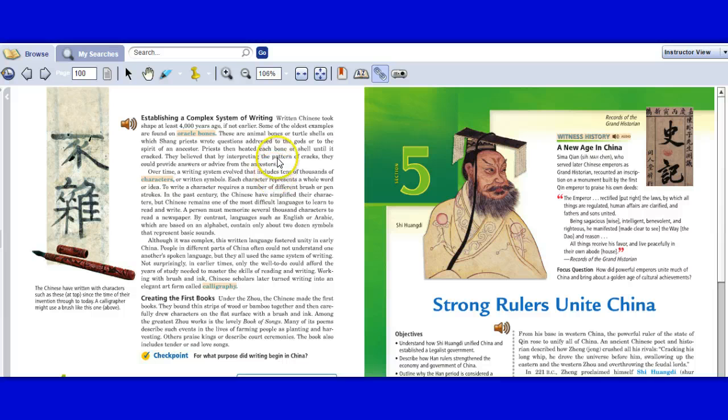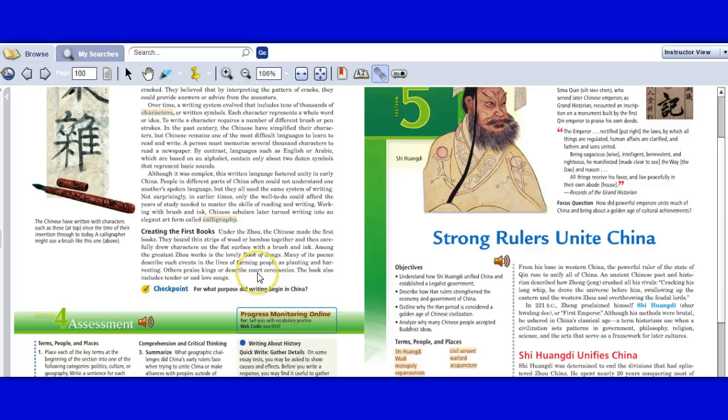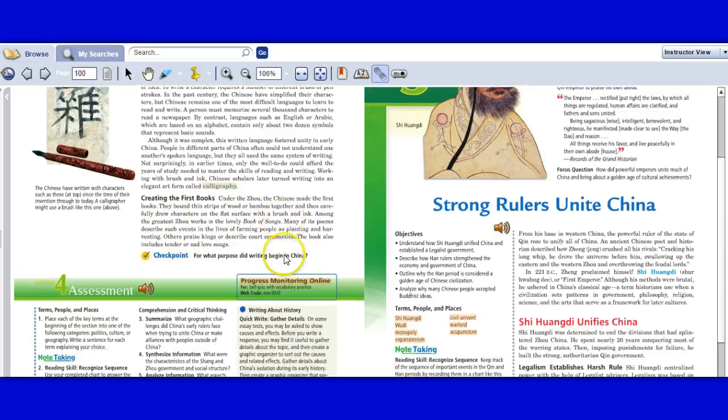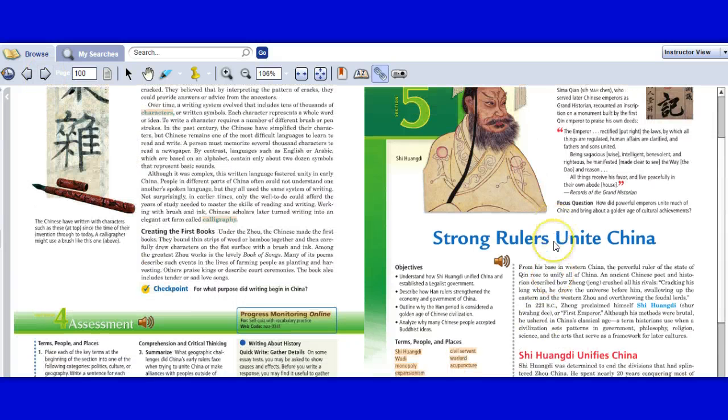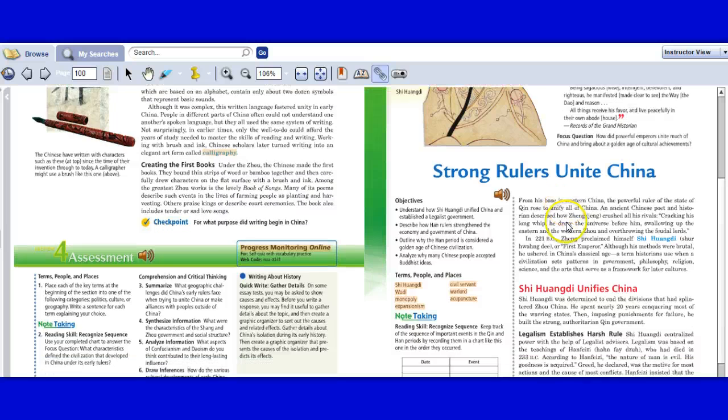Keep rolling. Establishing a complex system of writing. The early Chinese writing were characters similar to these, written on oracle bones. It's a type of calligraphy, and they created the first book, so it's pretty exciting as far as writing goes in ancient China. Next section, section 5, strong rulers are going to unite China.